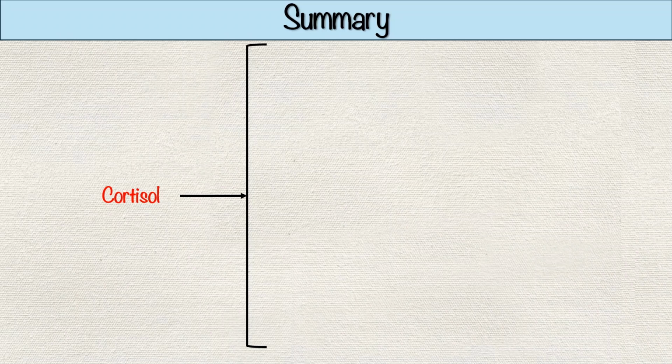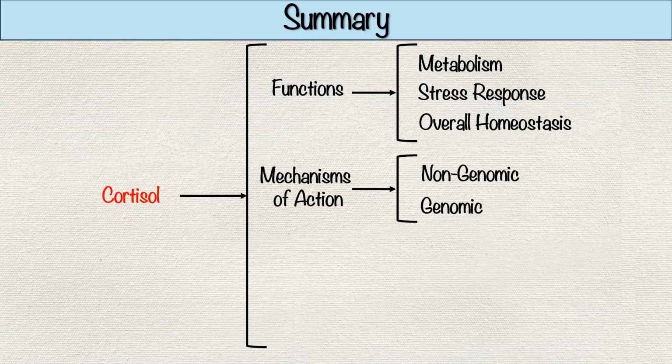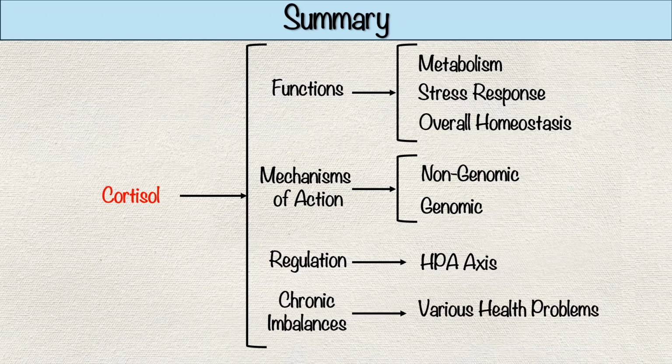In summary, cortisol is a multifaceted hormone with essential roles in metabolism, stress response, and overall homeostasis. Its actions, mediated through both genomic and non-genomic mechanisms, are tightly regulated by the HPA axis. While crucial for adaptation, chronic cortisol imbalances can contribute to various health problems. Understanding cortisol's complexity is vital for both basic science and clinical medicine.